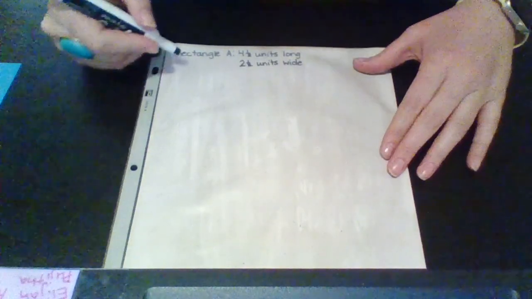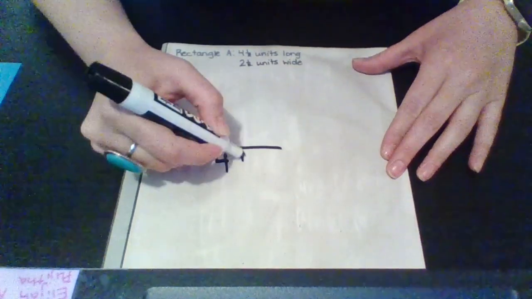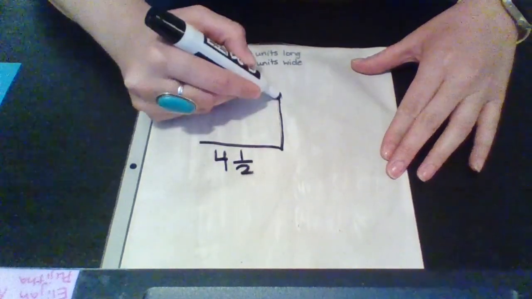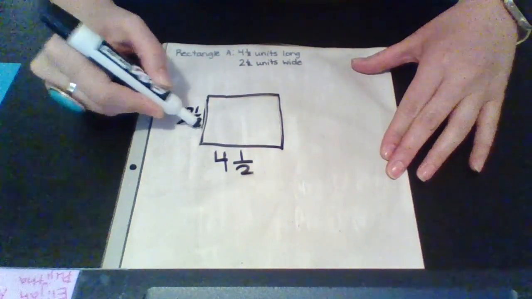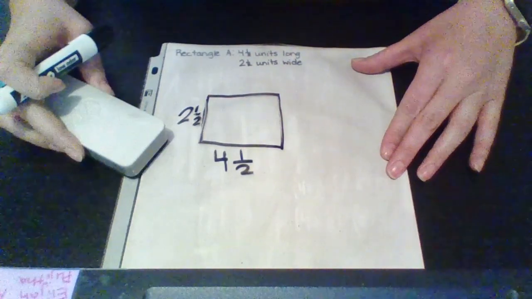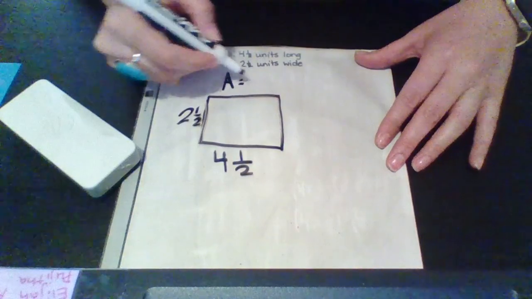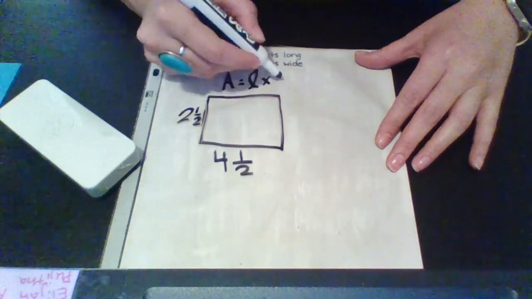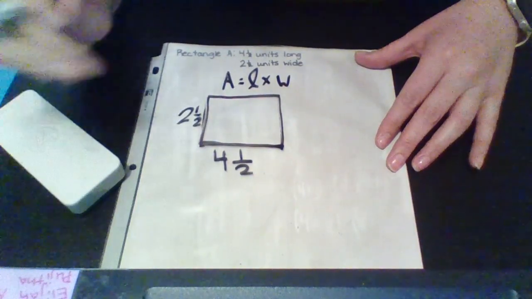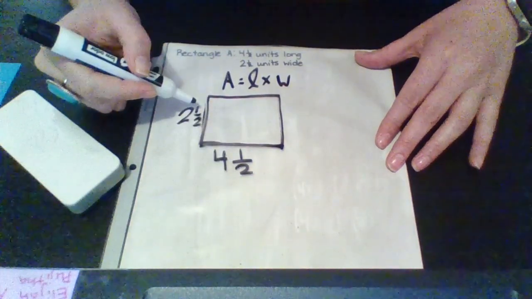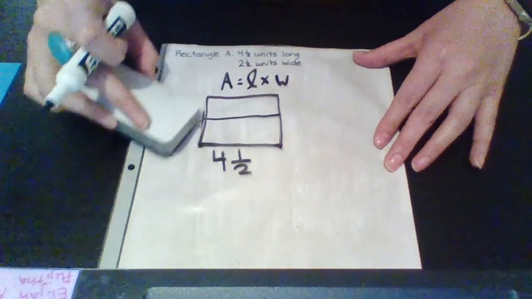With our problem set, this is problem A. Rectangle has a length of 4.5 units and a width of 2.5 units. But what we're going to do is we're going to decompose those numbers because we're finding the area of this rectangle. And area, again, is our length times our width. So we're going to take our length times our width. But for us to do that, we haven't learned how to take a mixed number times a mixed number. So what we're going to do is break it apart into our whole number and our fraction.